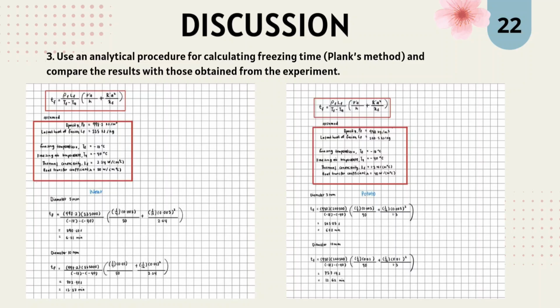For water, diameter 5 millimeter, the freezing time is 9.51 minutes. For diameter 10 millimeter, it is 13.37 minutes. For potato, diameter 5 millimeter, the freezing time is 9.08 minutes. For diameter 10 millimeter, the freezing time is 12.62 minutes.